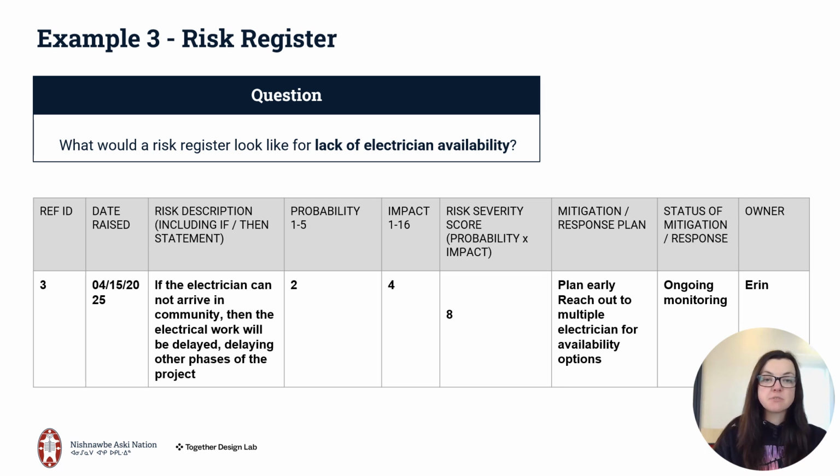The probability has been ranked at a 2, the impact has been ranked at a 4, and our probability times impact has given us a risk severity score of 8. The mitigation or response plan includes planning early or reaching out to multiple electricians for availability options. The status of our mitigation/response plan, ongoing monitoring. Again, we will assign this risk to an individual who will continue to monitor the risk and update the risk register as required.